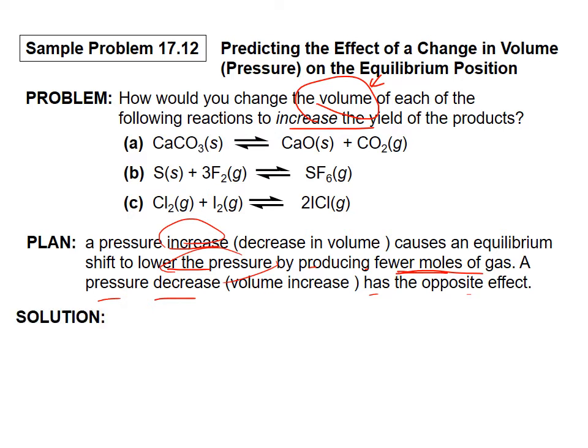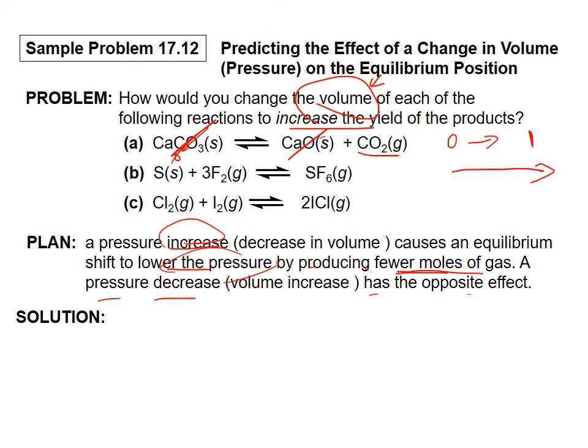In A, the calcium carbonate is a solid, so it doesn't count, and calcium oxide, a solid, doesn't count. So in effect the gas phase is actually reactants 0, product 1. That's the carbon dioxide. So the forward reaction increases the number of molecules, which has the effect of increased pressure. Now, our goal is to increase yield. In other words, we want the reaction to go forward.